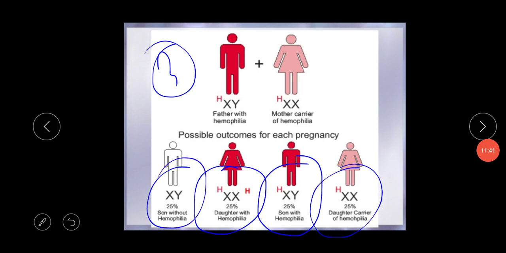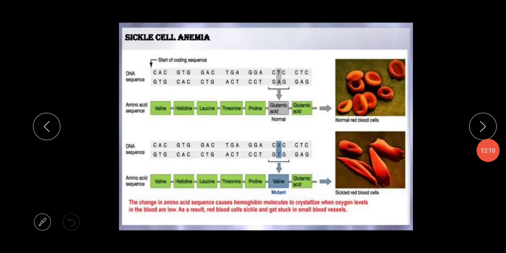So when we cross the hemophilic father with the carrier mother, we get these four types of offspring. 25% of offspring will be without hemophilia, 25% will be a hemophilic daughter, 25% will be a hemophilic son, and 25% will be a carrier daughter. So this is the third possibility, and this type of question may come during your exam.